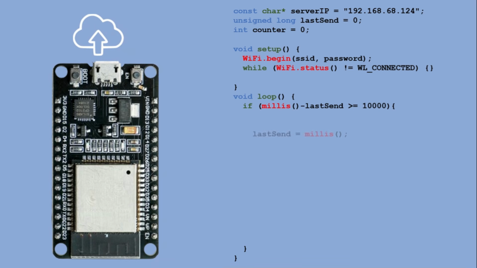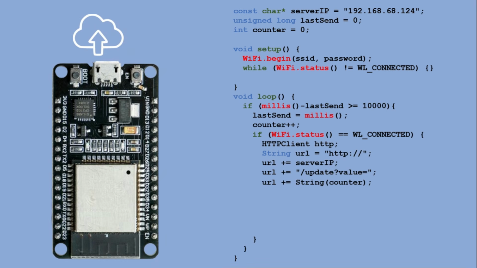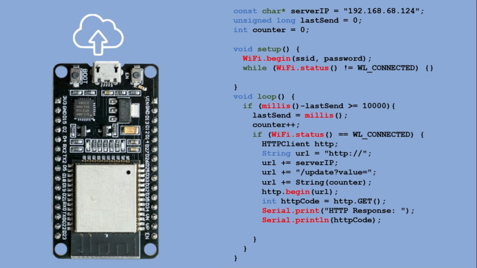If so, we update the last send variable with the current value of millis and increment the counter. If Wi-Fi is connected, we create an HTTP client and build the URL request using the web server IP and the update endpoint, appending the counter value converted to a string. Then we initiate the HTTP request, send a GET request to the server, print the HTTP response code to the serial monitor, and finally close the HTTP connection.